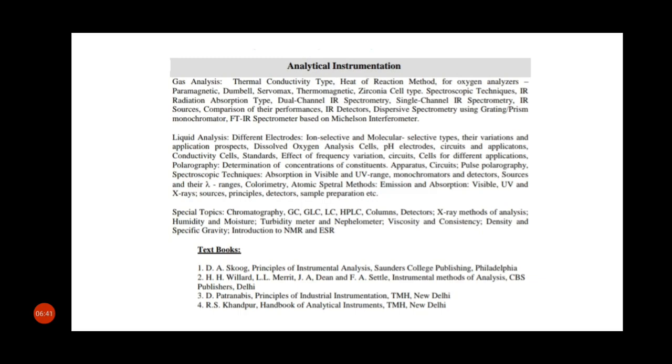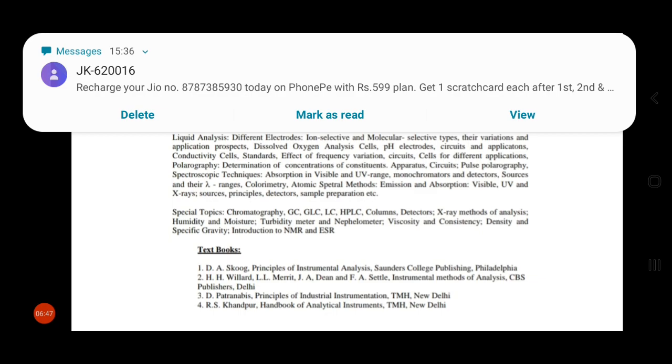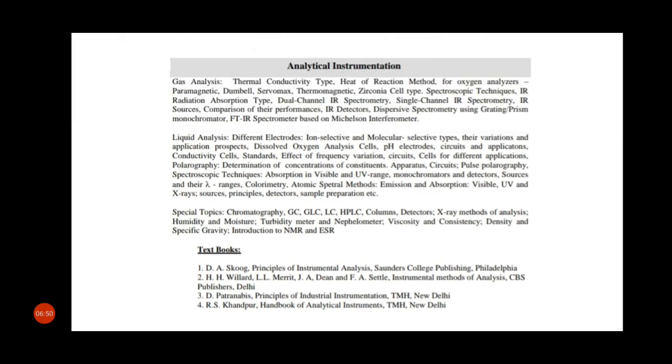Okay, so in gas analyzing we will study this topic, and next after gas analyzing we will start liquid analyzing. So in liquid analyzing we will study different electrodes like ion selective and molecular selective types, their variation and application prospects, dissolved oxygen analysis cell, pH electrodes and their circuits and application, conductivity cells, standards, effects of frequency variation and their circuit cells for different application. Next we will study polarography. In polarography we will study determination of concentration of constituents, apparatus, circuits, pulse polarography.